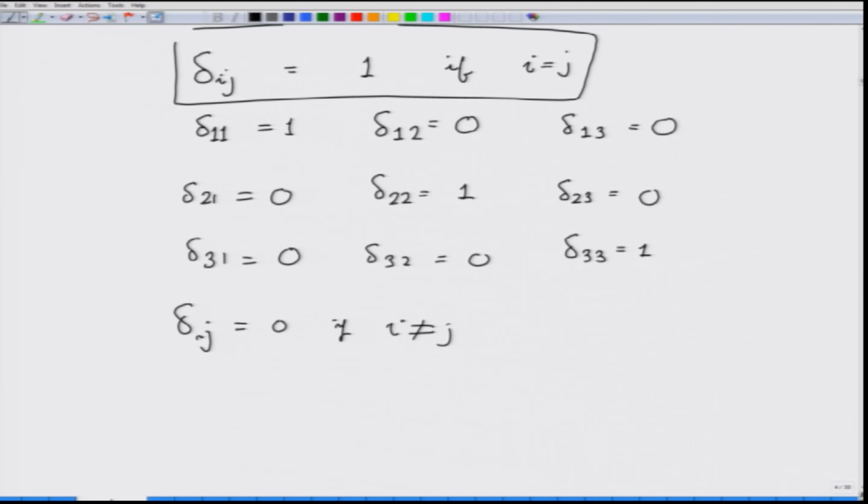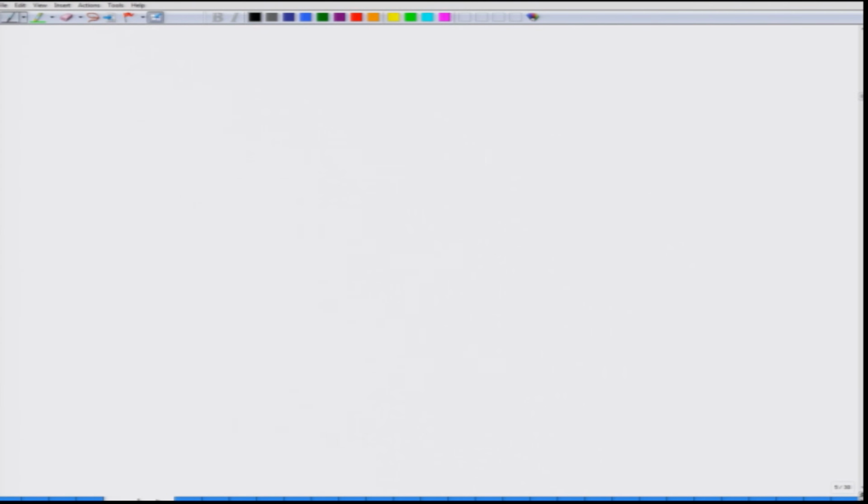If I were to represent this delta symbol as a matrix, it is going to be 1 0 0, 0 1 0, 0 0 1. This is the delta matrix if you like. So, this is an identity matrix. How does it help? Let us look at that now.